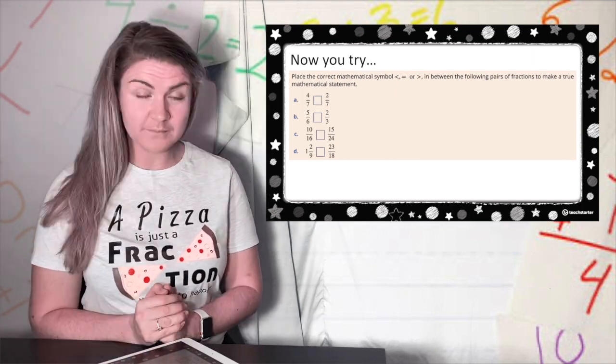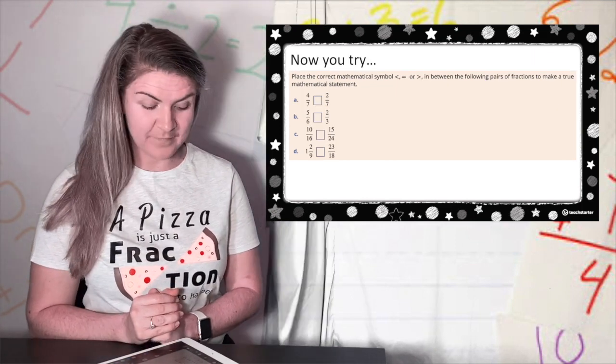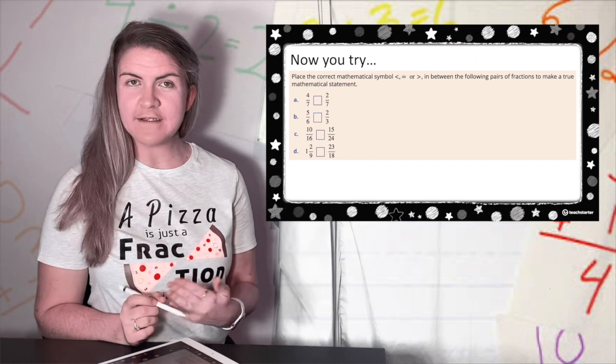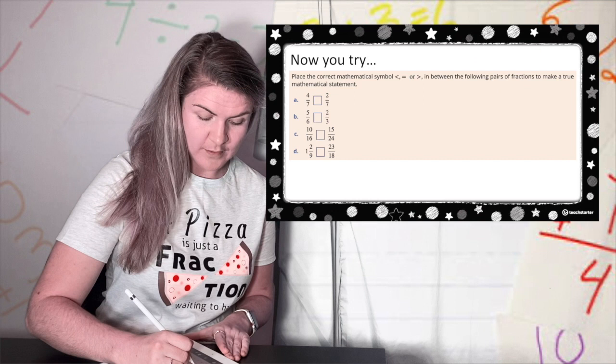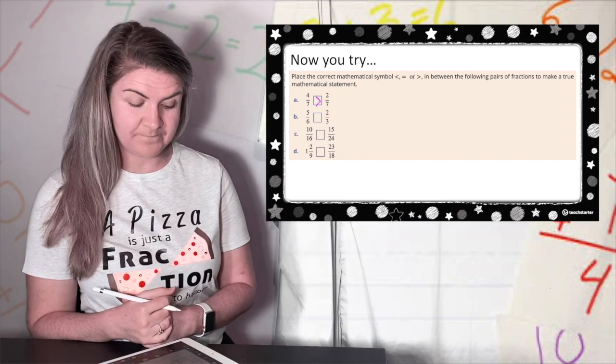You try some. All right, let's quickly do these together. I have 4/7 and 2/7. The denominators are the same, and therefore 4 is larger than 2, so 4/7 is larger.